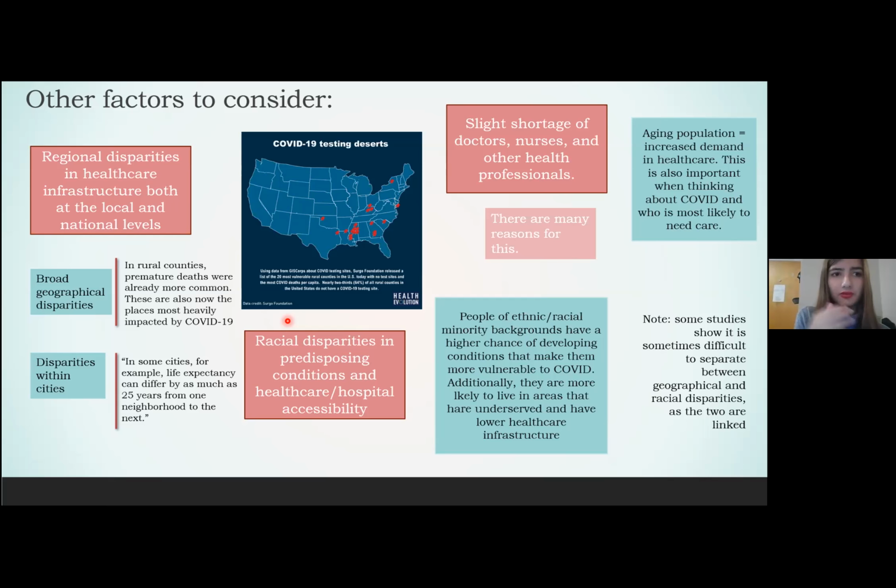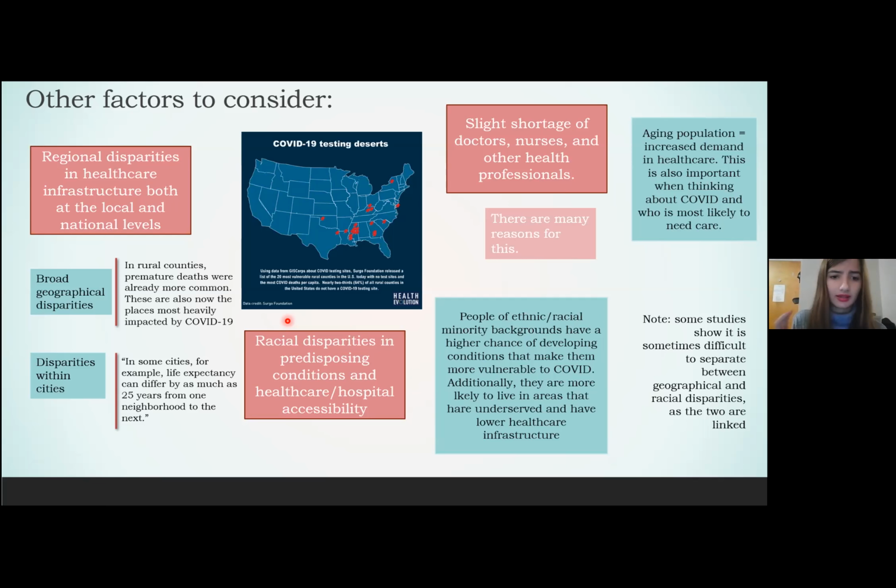And so something that we were thinking about, and something that a lot of studies talked about, was the fact that it's really difficult to separate between geographical and racial disparities, because those are often very linked. And so when it comes to healthcare infrastructure and preventing the spread of COVID, you have to consider: can people access the doctor? Can people stay home? Can people actually follow whatever mandates are placed by the local governments?